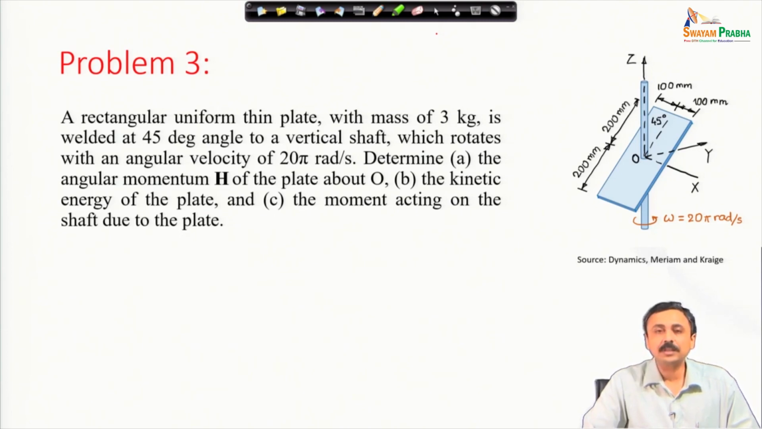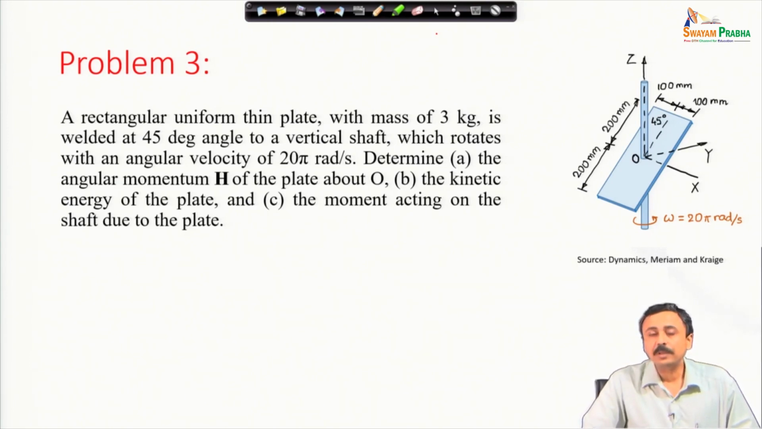Now, this is an example which is very relevant when you mount plates or discs on a shaft which will rotate. If there is misalignment, if there is an angular misalignment, then that produces a moment on the shaft, and this shows us how to calculate that moment. Of course, here the misalignment of 45 degree is too high, it is by design possibly.